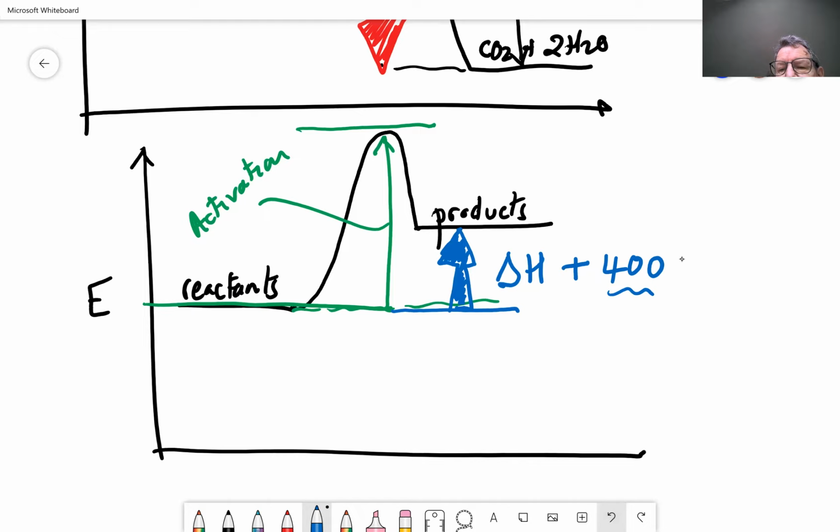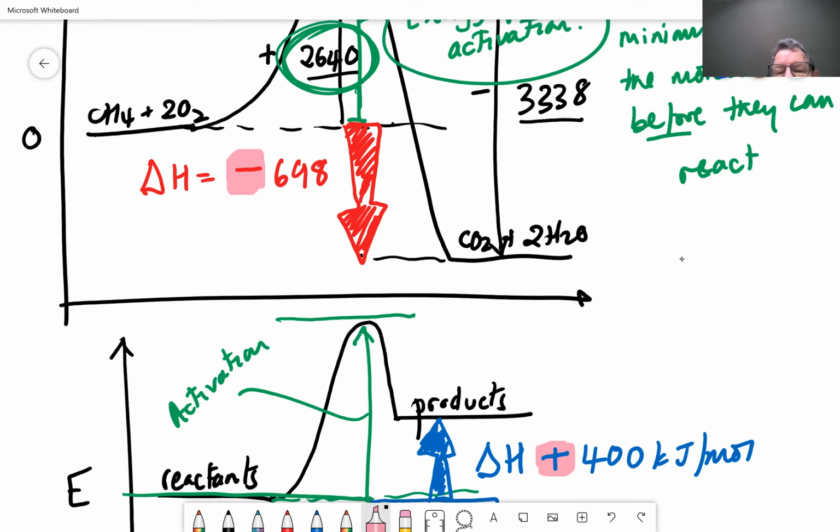So let's say we have this number 400. I'm just saying it. So 400 kilojoules per mole. The point is, it must have this. If it's endothermic, it is plus. If it's exothermic, it is minus. Really, really important idea.